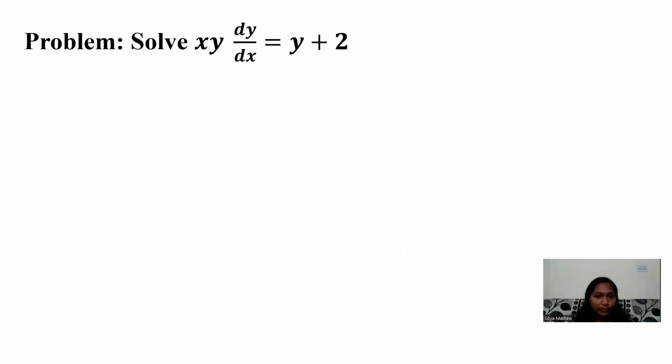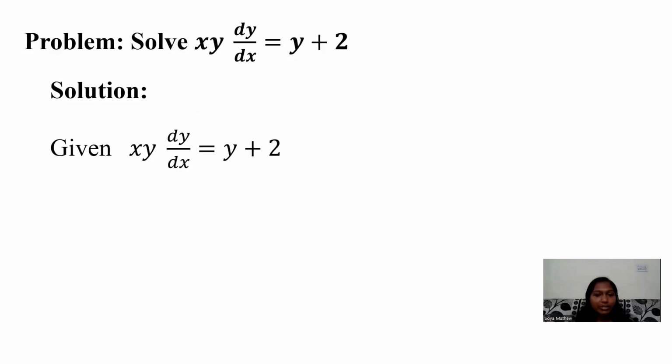Let us look into one question. We can solve it based on the variable separable form. The question is: solve xy dy by dx is equal to y plus 2. So here we can first try to separate the variables. You could see that the RHS is y plus 2. You can take it as one single unit onto the LHS. So y divided by y plus 2 into dy is equal to 1 by x into dx. So now we could see the y terms on one side and the x terms on the other side. So we can take up the solution method.